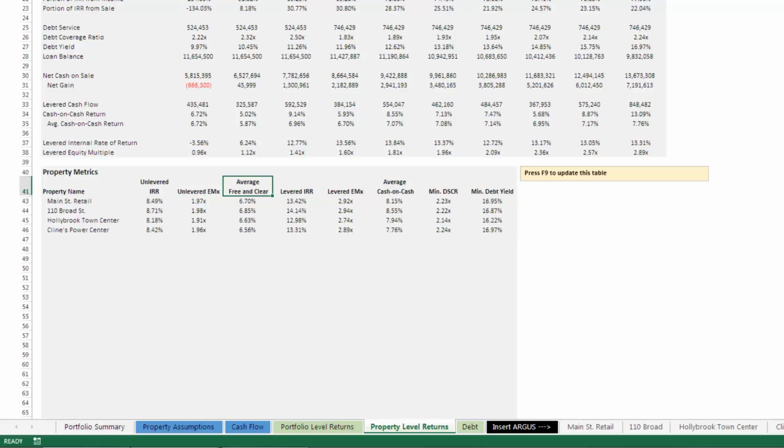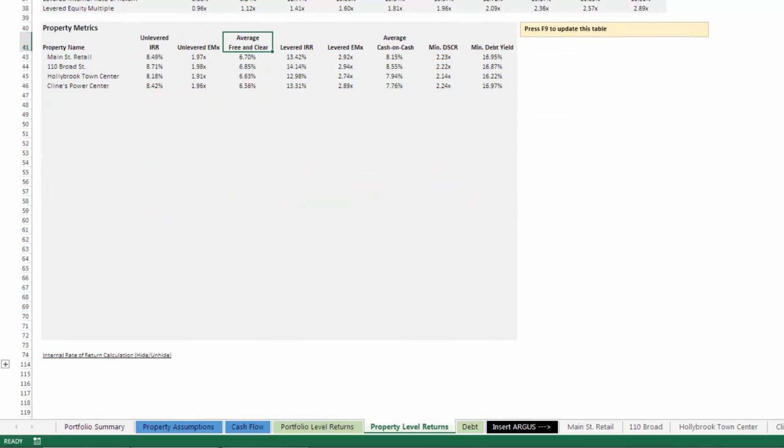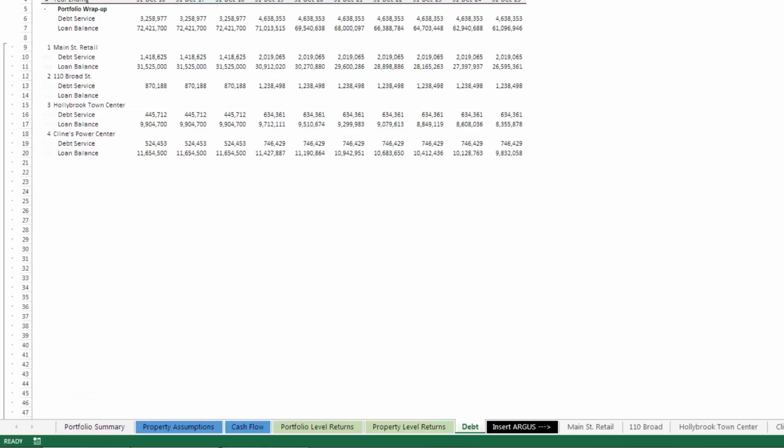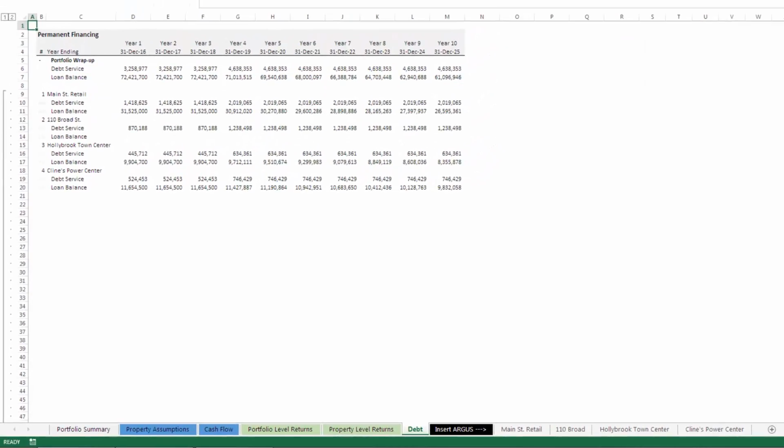And we have these different metrics that it's comparing. You can go ahead and look through this, and then again, you can print this out and include it in your report alongside the portfolio level information. Next, we have debt. This is going to give you a feel for what your debt service is by property. We also have here the loan balance for each year. Now, if you remember, this is 3 years of interest only, and then it begins amortizing. And that's why our loan balance stays the same.